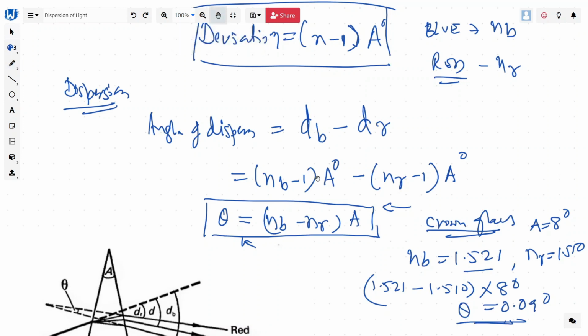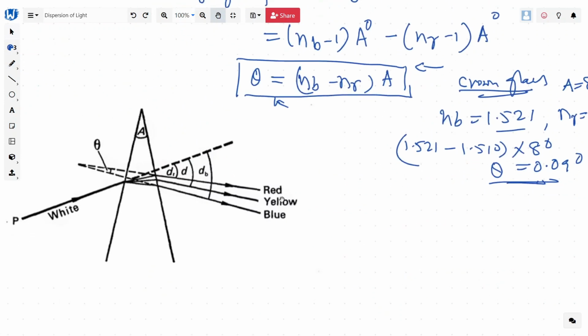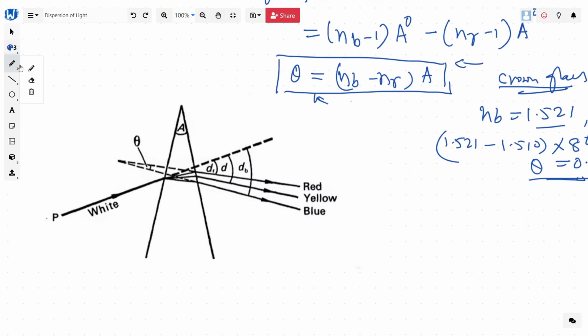Now let's define a new thing. We know this is the angle of dispersion, so now this theta. Let's define something called mean dispersion.